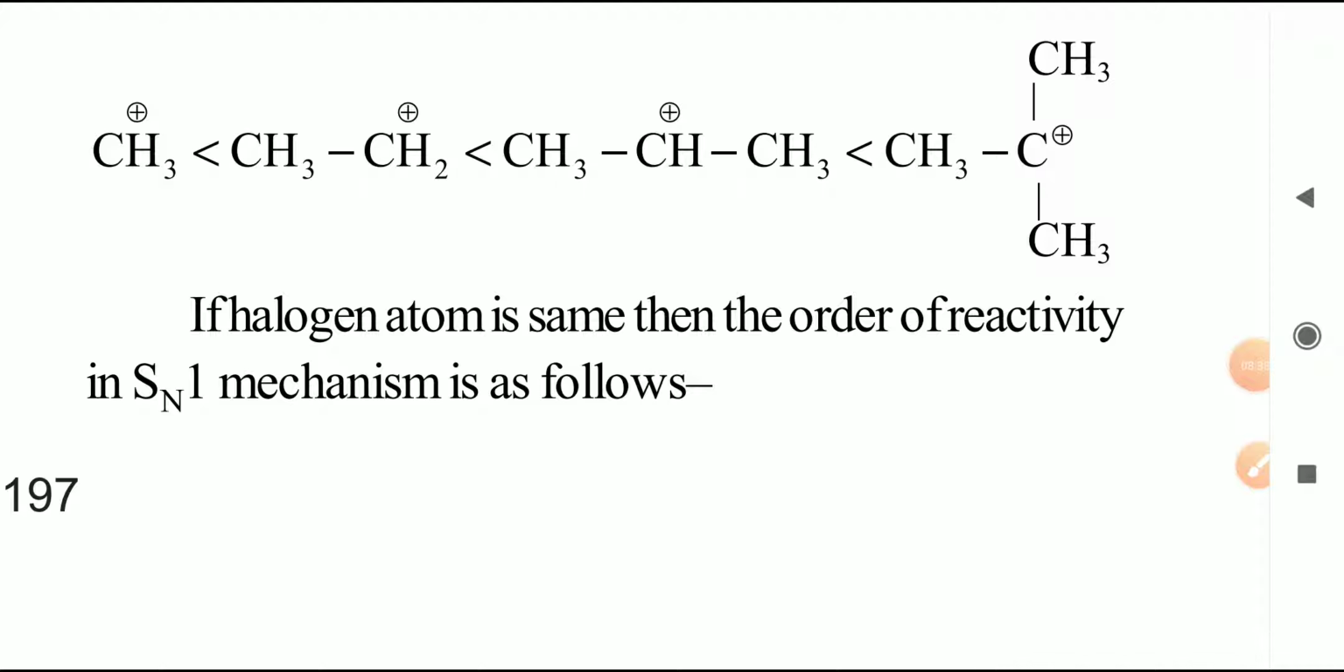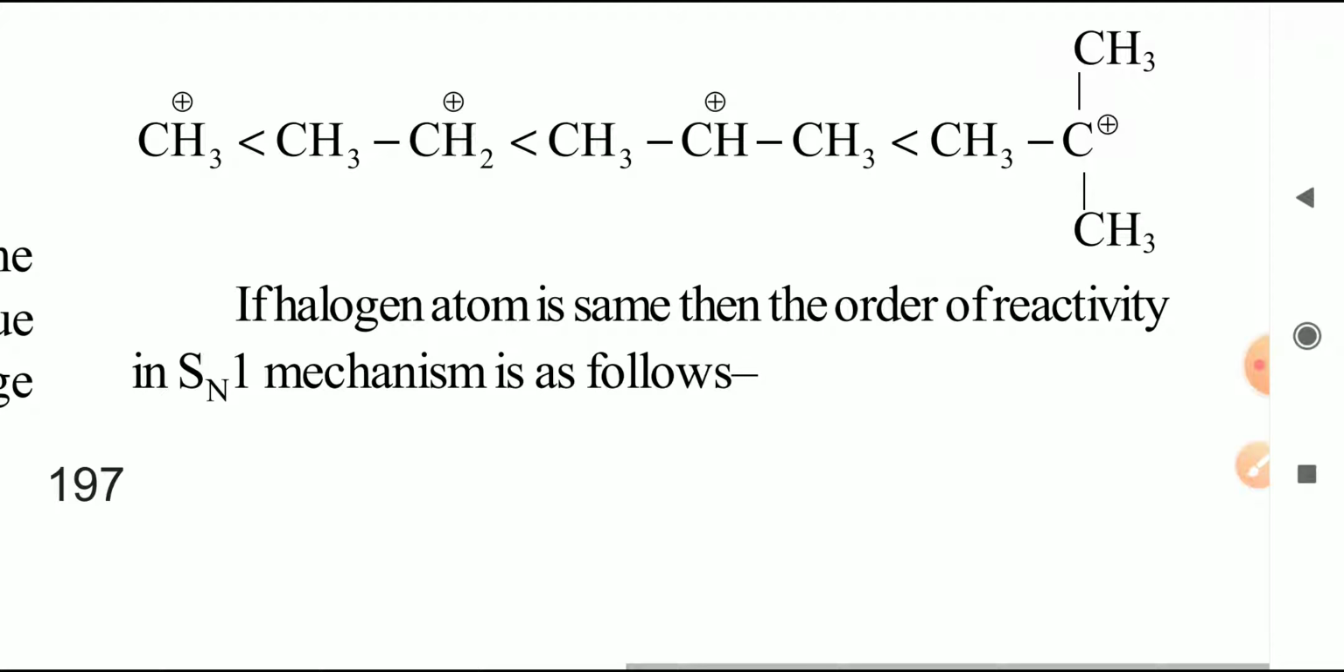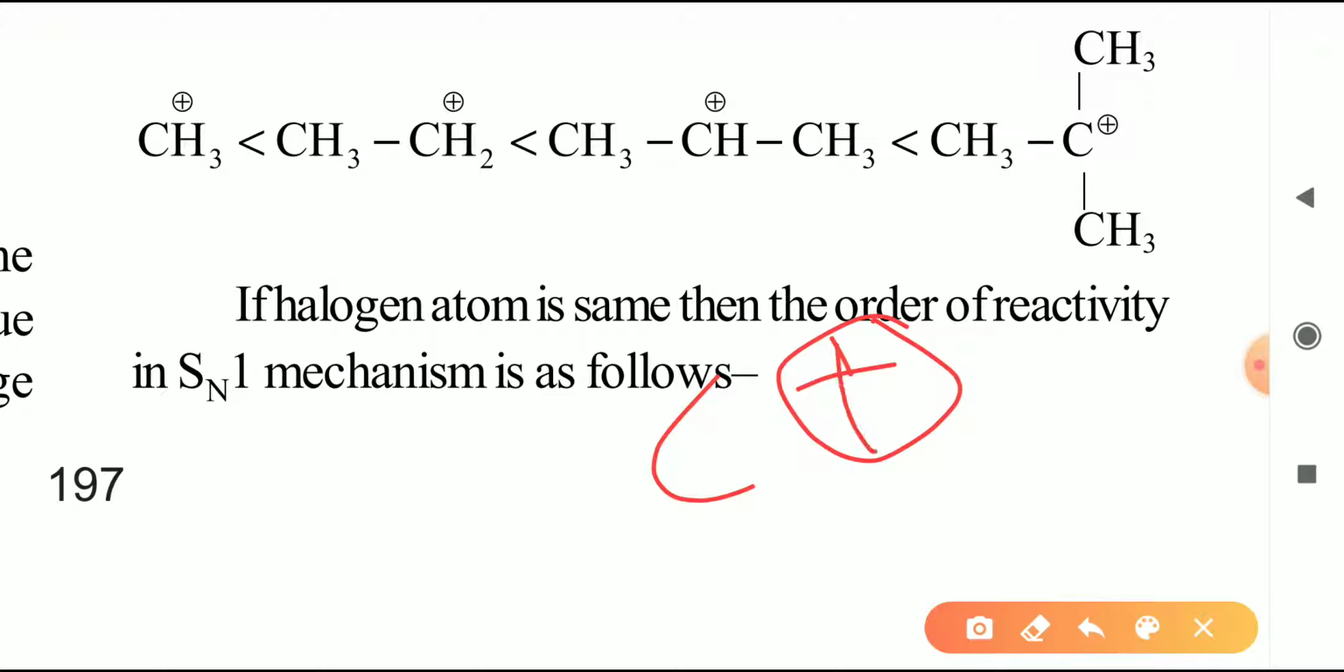See, among these four carbocations, which one is more stable? Its answer is in your 11th class book, in which chapter? Organic chemistry, and the topic is plus I effect, inductive effect. C plus is a positive charged particle and electron deficient. It may be stabilized by the electron rich species which are attached to it.